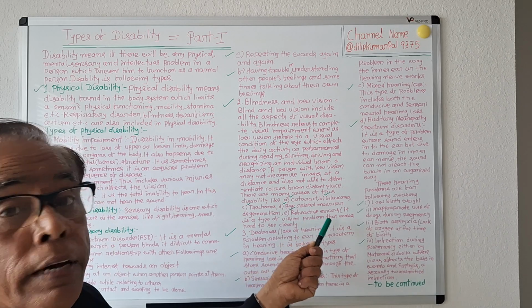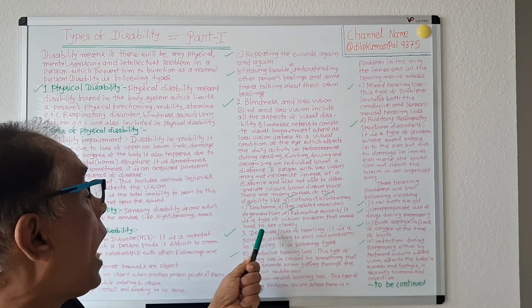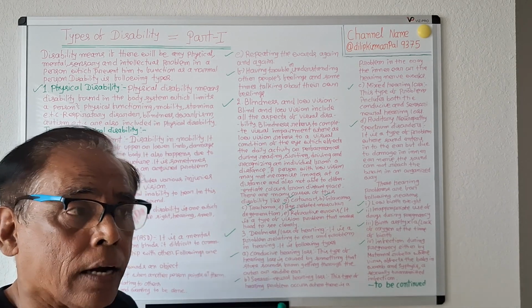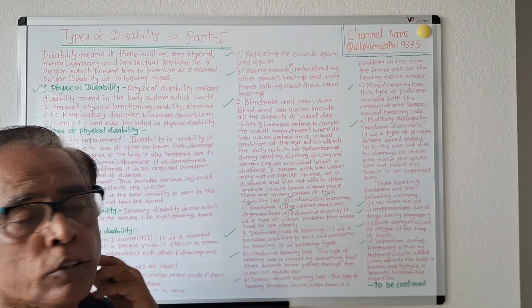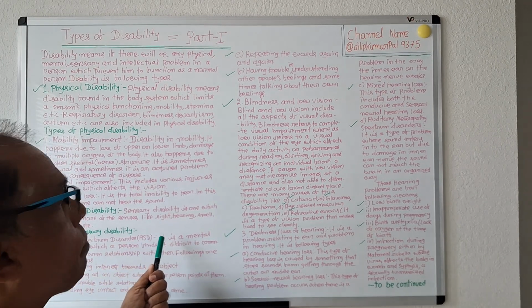Then refractive error. It is a type of vision problem that makes it hard to see clearly. Refractive error means it becomes hard to see an object clearly. So it is another type of sensory disability.